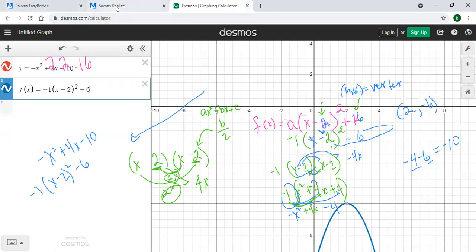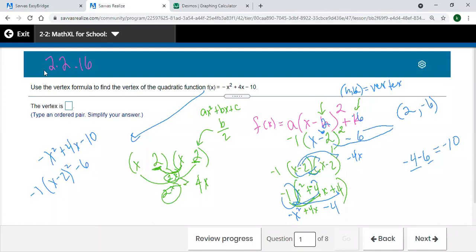All right, let's go back over to our problem. We were supposed to identify the vertex. So our vertex again is 2, comma, -6. That's all you need to do for that problem, I believe.